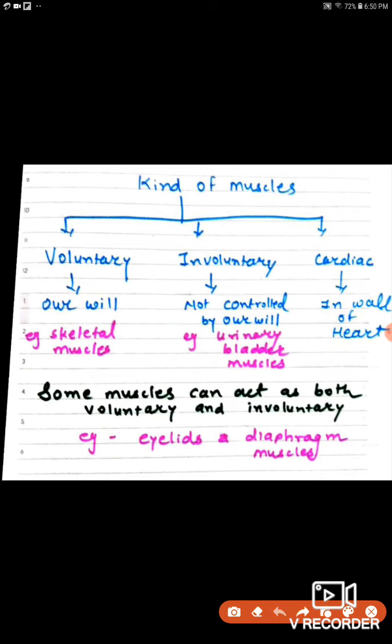Next is cardiac muscles. They are present on the heart wall. And as you know, the cardiac muscles are capable of rapid movement and they do not tire easily. Now see some examples: the eyelid and the diaphragm muscles. These muscles can act as both voluntary and involuntary when we need it.